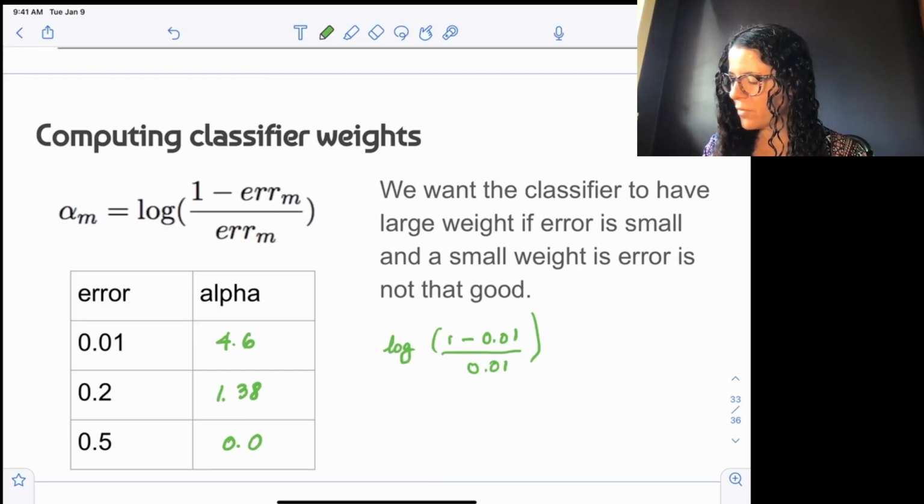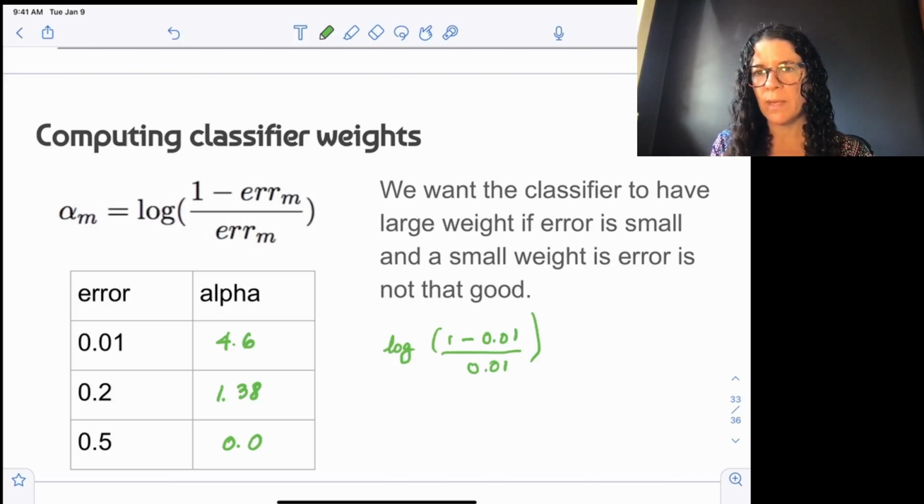So I don't know if I am convincing you that this alpha m makes sense. The higher your error is, the lower this alpha is going to be. So you're going to take that model less into account in your final summation, because you're summing with the weight of alpha. The more accurate this model is in terms of the weighted error, the higher this alpha is going to be. Okay, so hopefully this is useful for you to see.